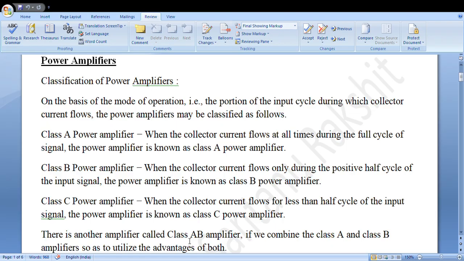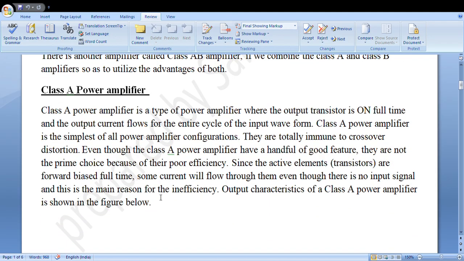In Class C power amplifiers, what happens? The collector current, that is the output current, flows for less than the half cycle. That means it is even less than 180 degrees of operation. Now let us discuss each of them one by one. Let us start with the Class A power amplifier.